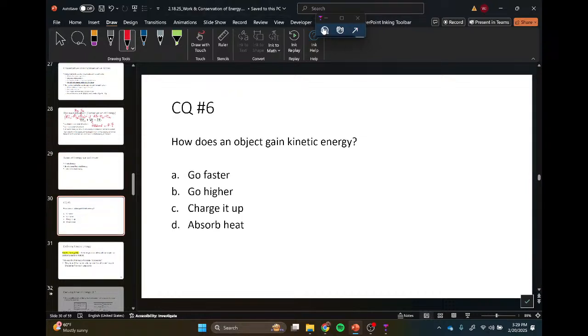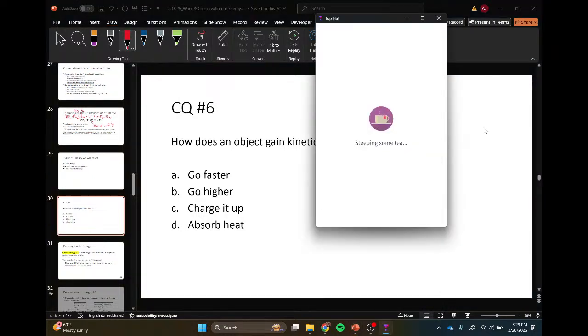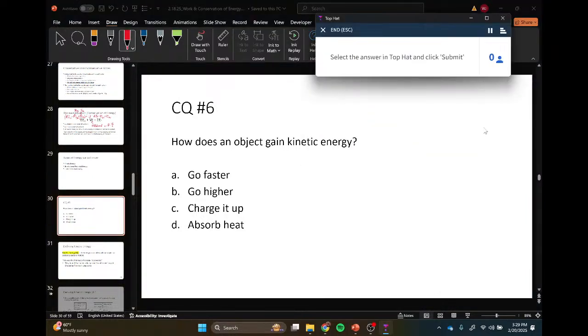All right, and this is probably something you've learned before. If you haven't, that's all right. I'll teach you, but this is just to show you. You've probably seen kinetic energy before. How does an object gain kinetic energy? Is it by going faster, going higher, charging it up, or absorbing heat?